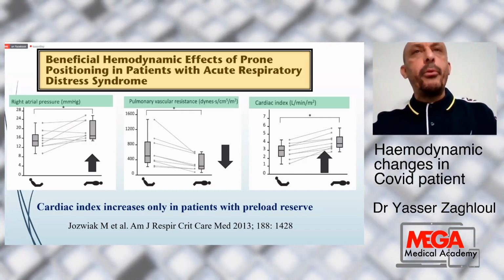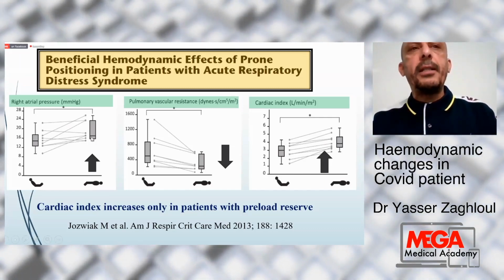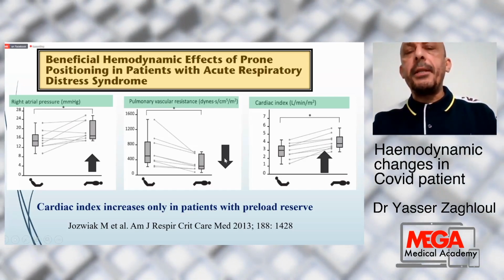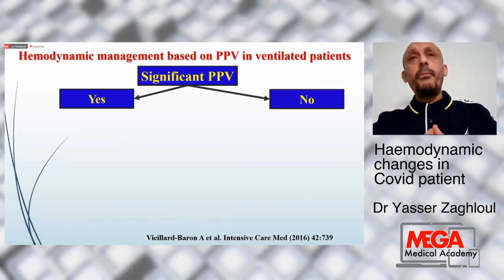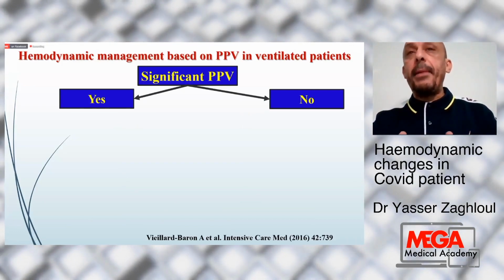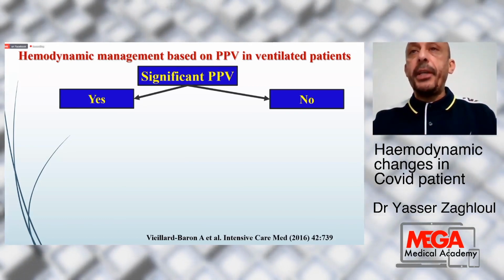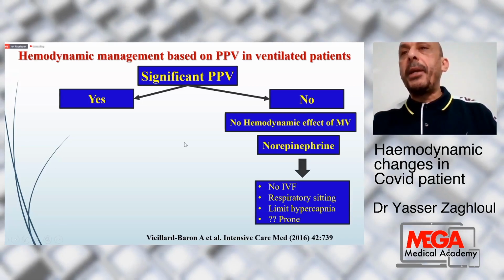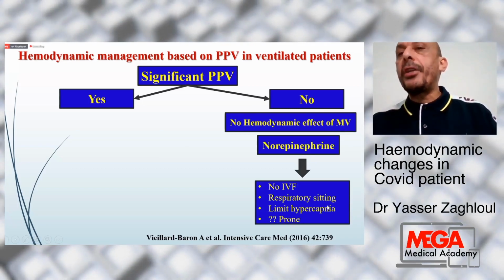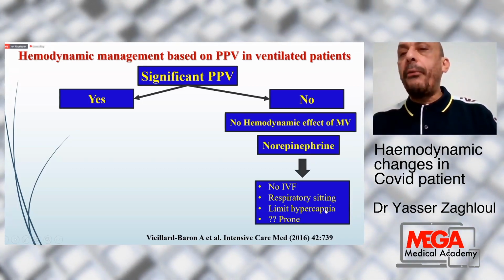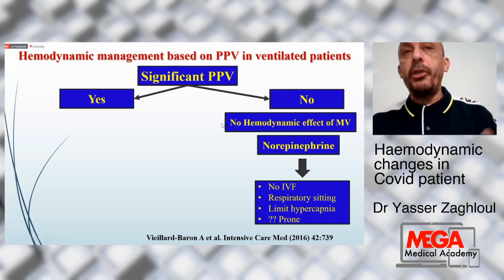So to summarize, the prone position has a beneficial effect on oxygenation, but may also increase the right atrial pressure, reduce the pulmonary vascular resistance, and increase the cardiac index. Now, it is very common to use dynamic indices to manage your patient. If the patient has no significant pulse pressure variation, so no hemodynamic effect of mechanical ventilation, you need no norepinephrine and no IV fluid. Just adjust your respiratory setting, limit the effect of hypercarbia, and maybe use prone position.